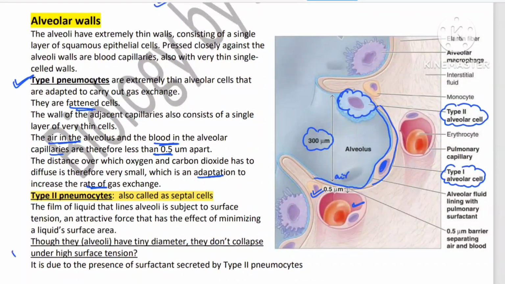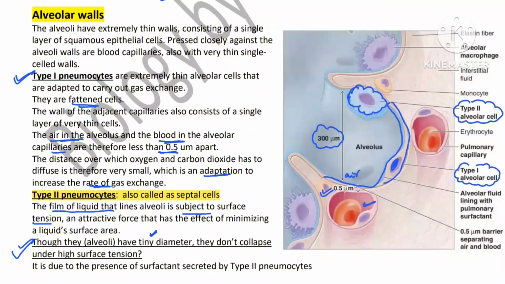Now, the question comes to mind: alveoli have a very tiny diameter, so why don't they collapse under high surface tension? Because there is a thin film of liquid which lines the alveoli, and this film of liquid is always subject to surface tension. Is it clear? So the question is, alveoli have a small diameter, so why don't they collapse when high surface tension is there? Because surfactant is secreted by type 2 pneumocytes. Now let us see what surfactant is.